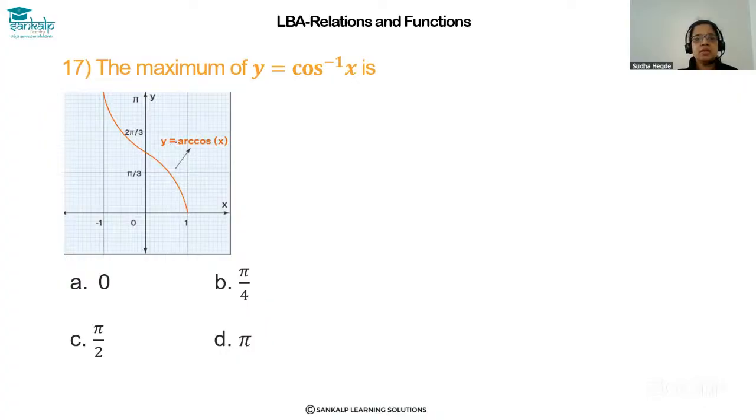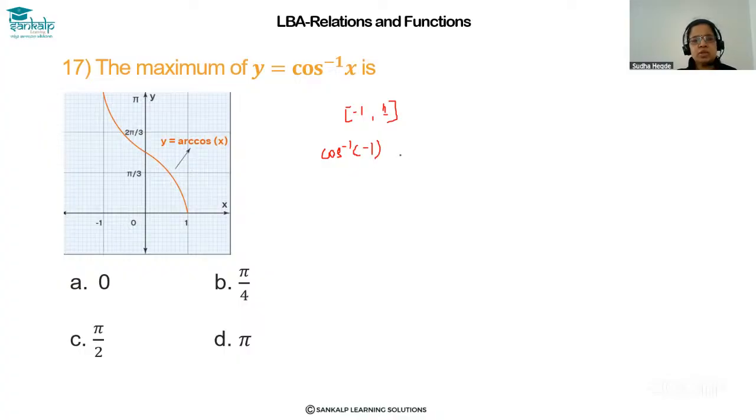Hi students, the question is the maximum of y is equal to cos inverse x. So what is the domain of cos inverse x? Domain is -1 to 1. Correct? Cos inverse -1.